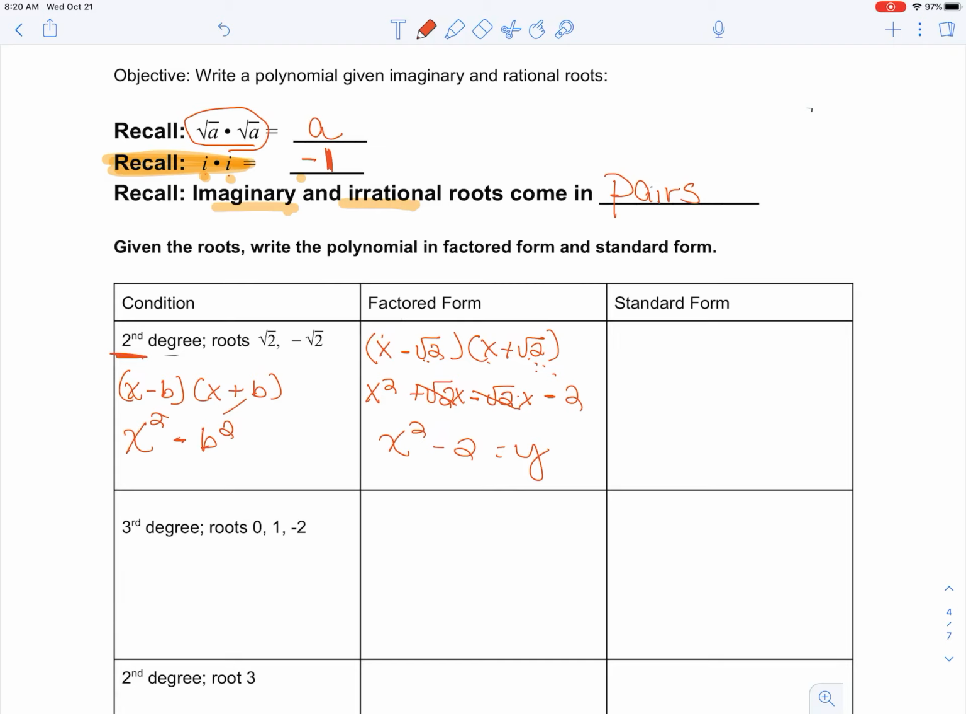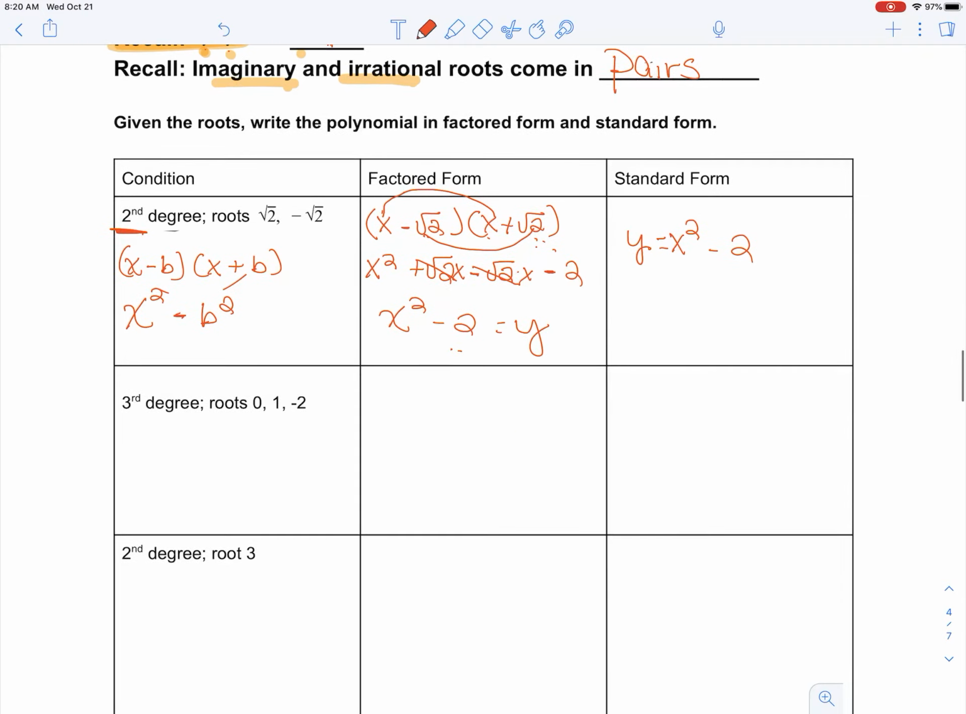Okay? So I'm not going to do this again. Every time we see a conjugate, we just know we need to multiply the first and the last in a conjugate. All right, and so then this becomes the standard form of that polynomial.